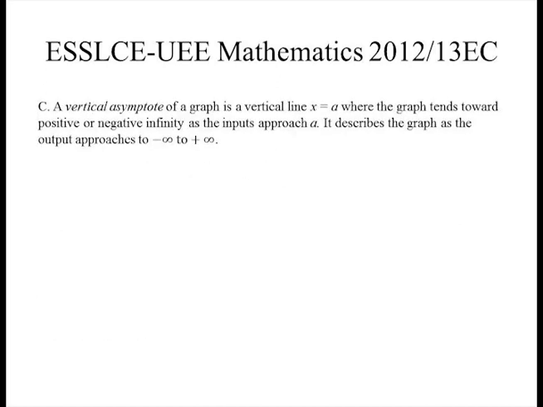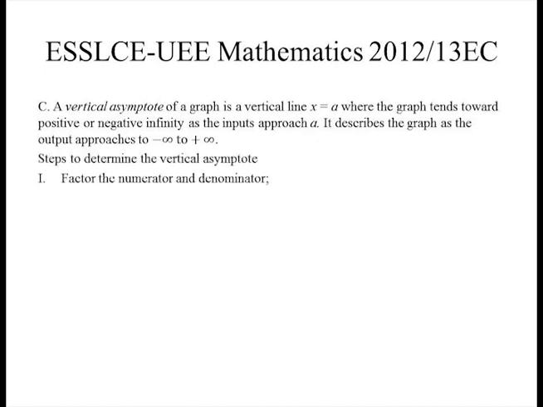The vertical asymptote of a graph is a vertical line, x is equal to a, where the graph tends towards positive or negative infinity as the input approaches a. It describes the graph as the output approaches negative infinity or positive infinity. The following are steps to determine the vertical asymptote. First, factorize the numerator and the denominator. Second, cross out common factors from numerator and denominator. We already worked out these two steps in choice A above.